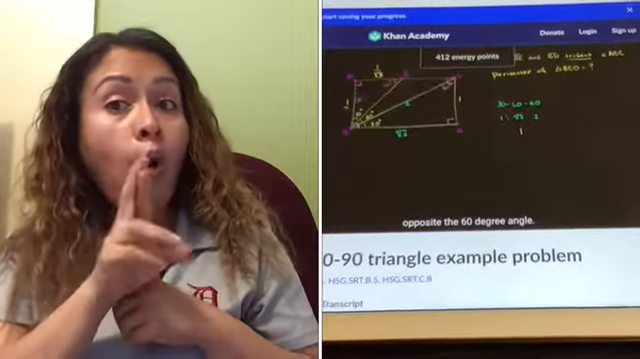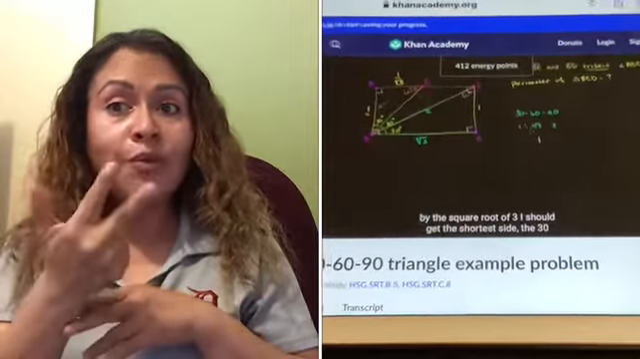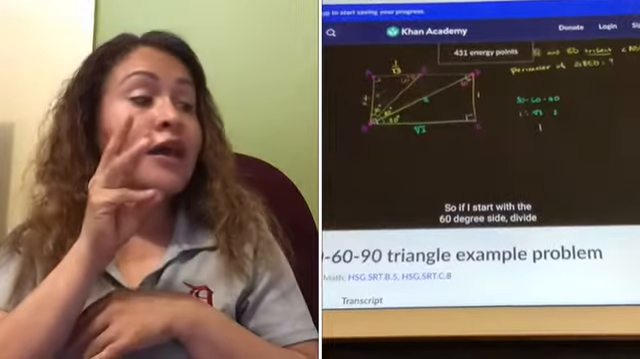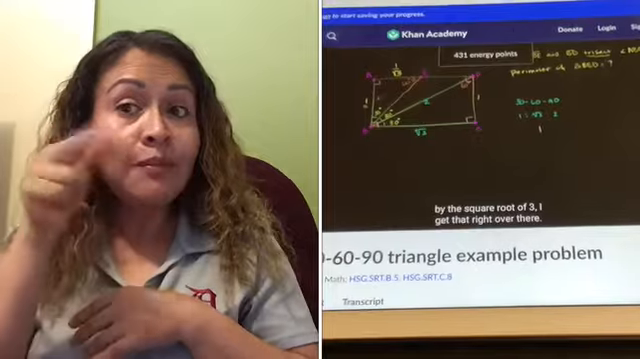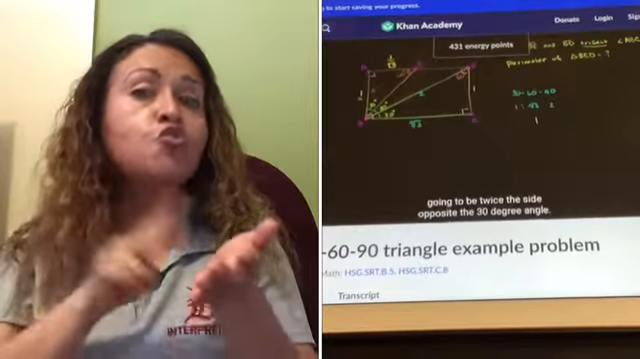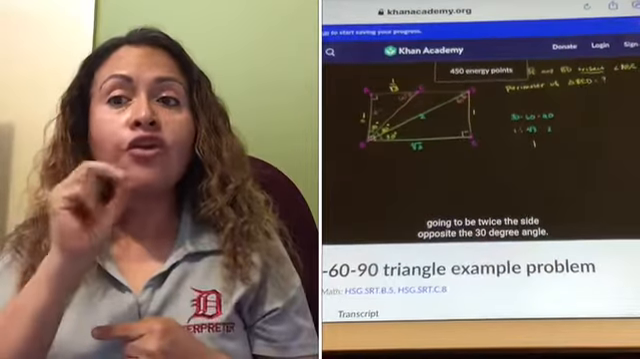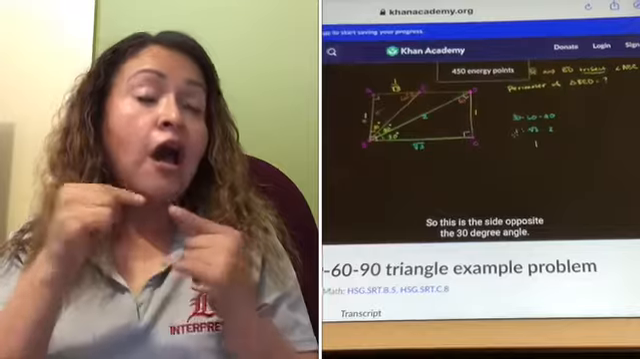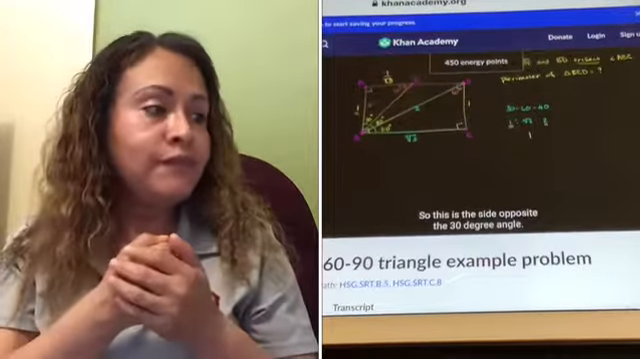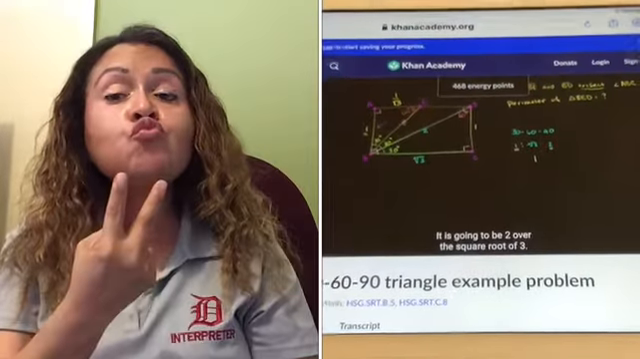Or if I take the 60-degree side and divide it by the square root of 3, I should get the shortest side, the 30-degree side. So if I start with the 60-degree side, divide by the square root of 3, I get that right over there. And then the hypotenuse is always going to be twice the length of the side opposite the 30-degree angle. So this is the side opposite the 30-degree angle, the hypotenuse is going to be twice that. It is going to be 2 over the square root of 3.